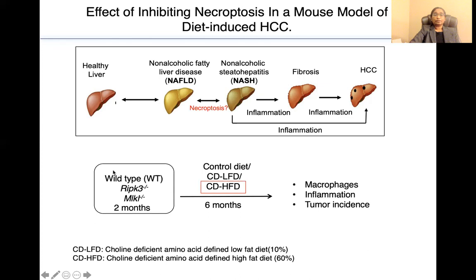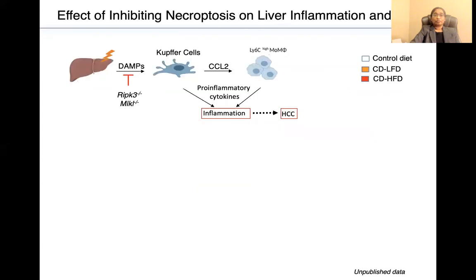To test this, we used 3 groups of mice: the wild-type mice, RIPK3 knockout, and MLKL knockout mice. At 2 months of age, these 3 groups of mice were given 3 different diets: control diet, choline-deficient low-fat diet, and choline-deficient high-fat diet. Choline-deficient high-fat diet feeding for 6 months has been shown to induce liver cancer in wild-type mice. At the end of the experimental period, we assessed changes in macrophages, inflammation, and tumor incidence. I'm not going to show any data on macrophages. I will focus only on inflammation and tumor incidence.